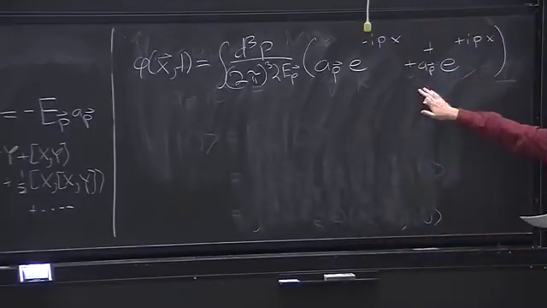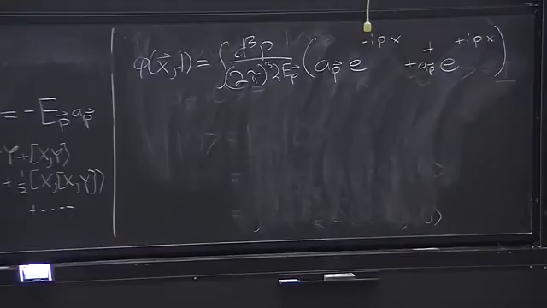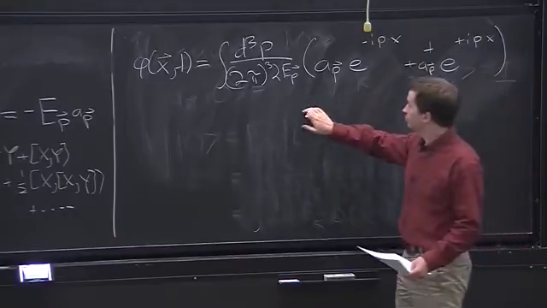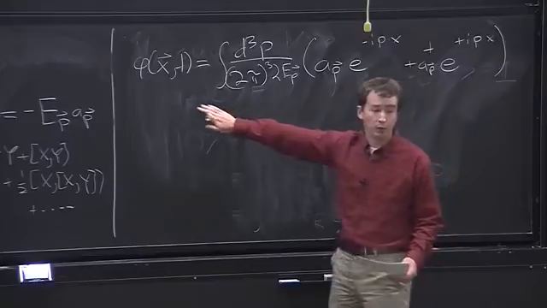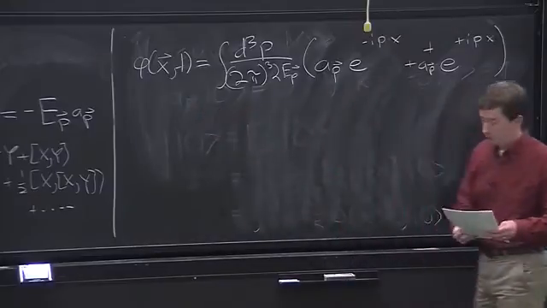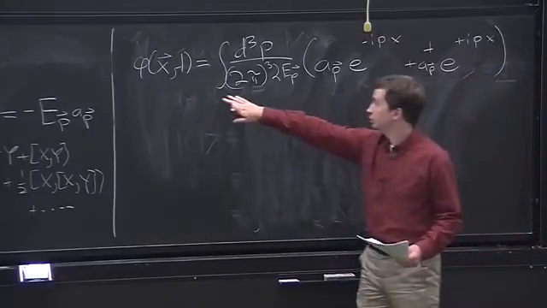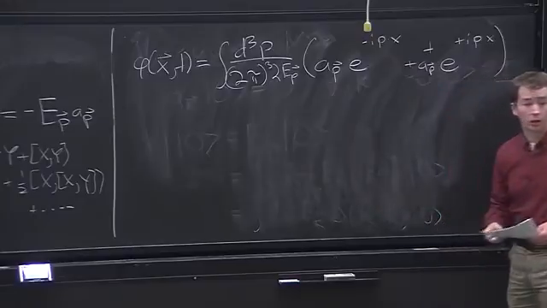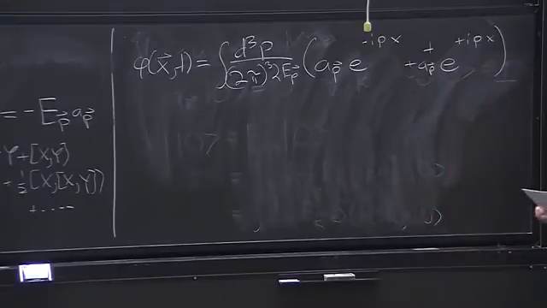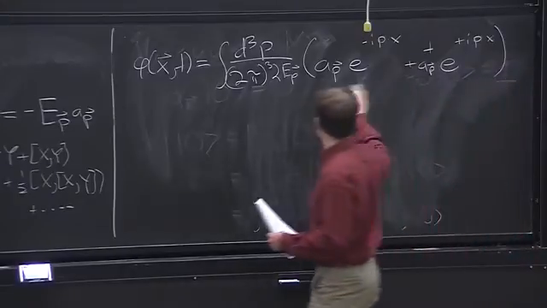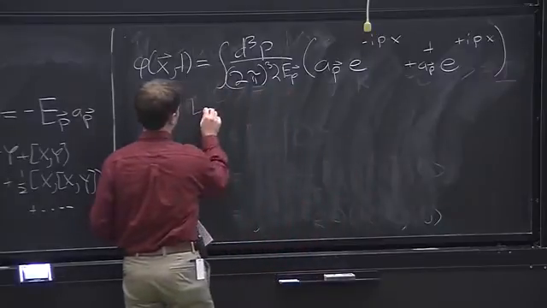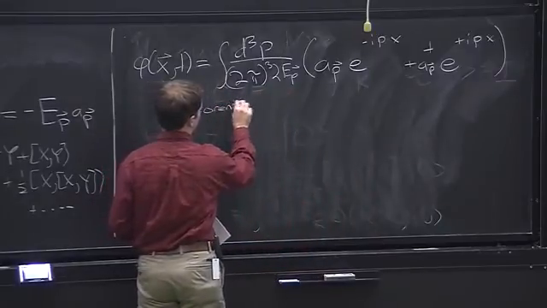And so this formula should look very familiar. This is basically the formula we derived when we solved the classical Klein-Gordon equation, except now we're interpreting it as an operator equation. So this is back in the Lorentz invariant form we had yesterday.